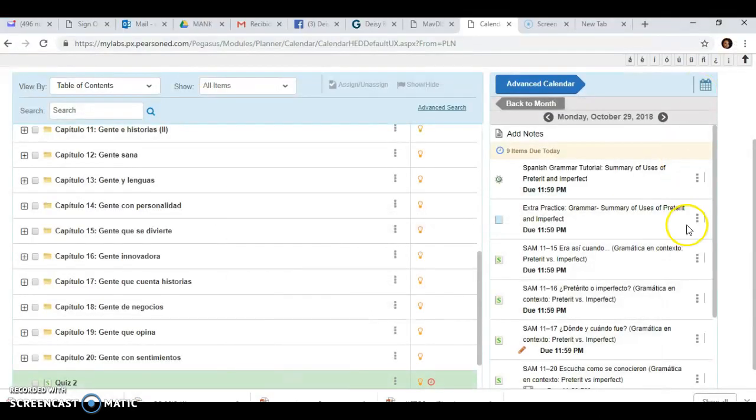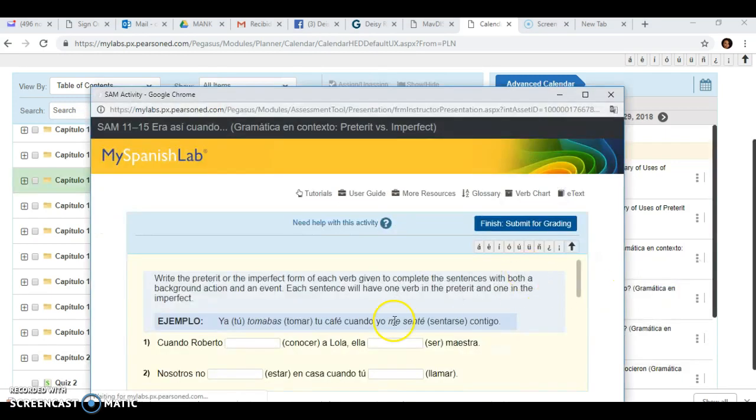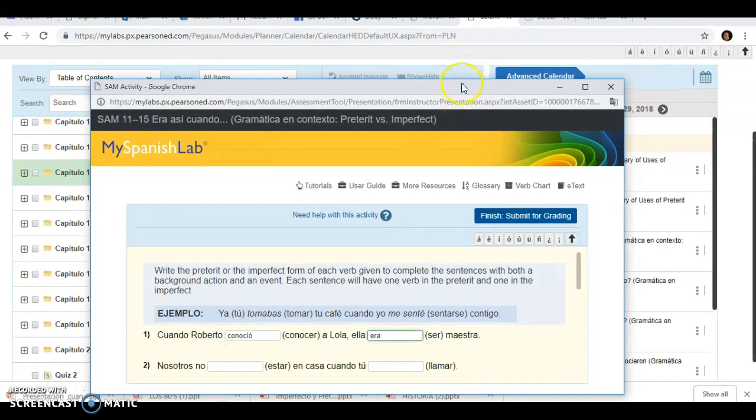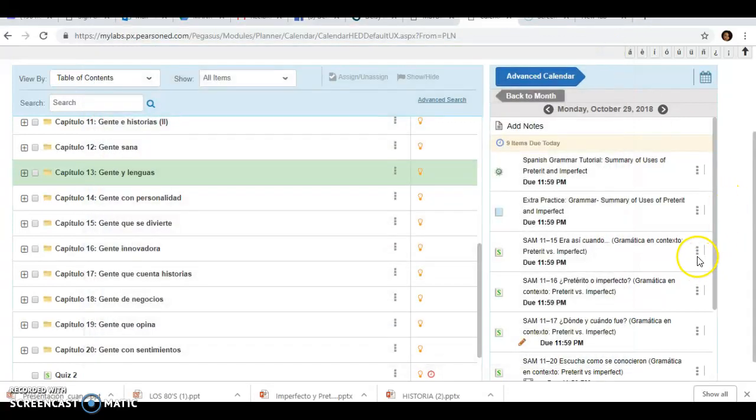So here in this exercise, you will be completing this. So, cuando Roberto conoció a Lola, ella era maestra. So when Roberto met Lola, she was a teacher. Here you are describing, yeah? So most of the time I will say that when we have cuando, the next verb will be in preterite and the description, the other context, will be in imperfect, okay? So, "Nosotros no estábamos en casa cuando tú llamaste," okay? So please don't forget to pay attention to the subject of the sentence in order to know how you are going to conjugate the verb, okay?